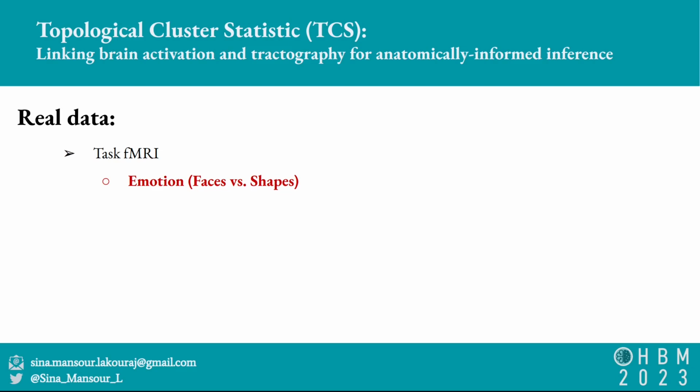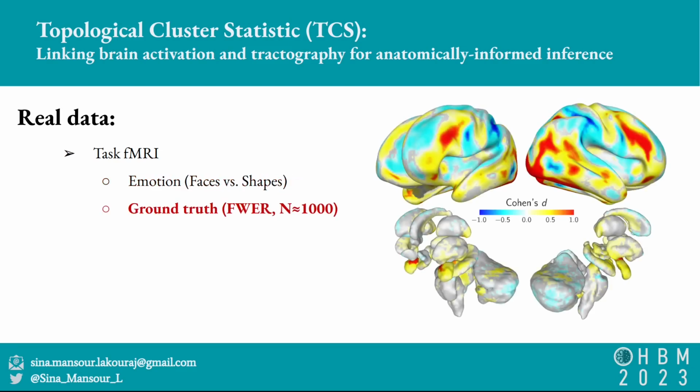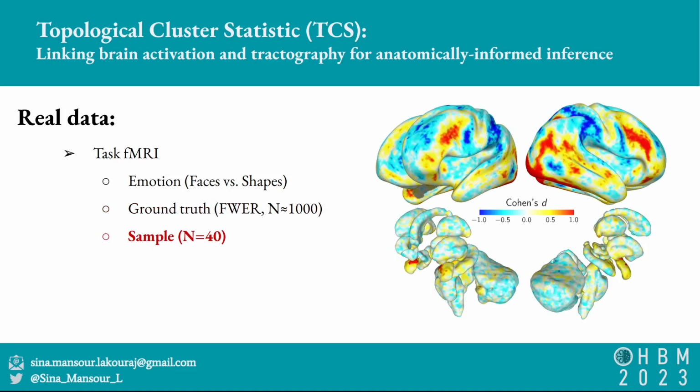Let's focus on the emotion tasks and the faces versus shapes contrast. We want to see how TCS performs compared to traditional cluster statistics. We first built a putative ground truth inference by running Bonferroni correction on the observed effect in the whole population of 1,000 individuals. The question is how much of it we can detect in a limited sample size. So if we only had a limited sample of 40 individuals, how much of the ground truth can we capture with the traditional and the new approach?